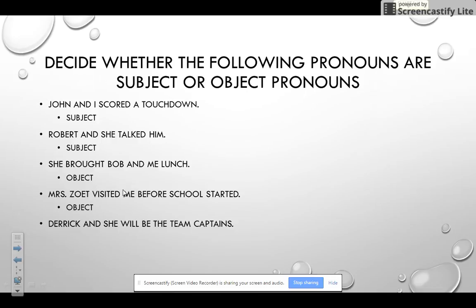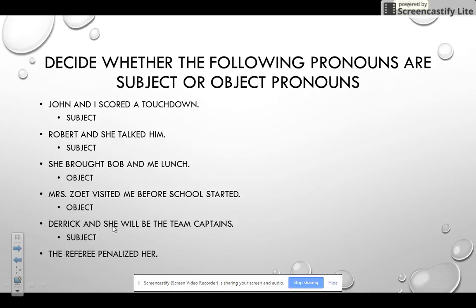Derek and she will be the team captains. She is our pronoun. Notice how will be is our verb. Again, now this could be a little tricky because we haven't talked about verbs here. Will be is a form of being verb. This would be one where, if you were looking at it on a homework assignment, you might want to refer to your raindrops and see where she falls under. So this is a subject.